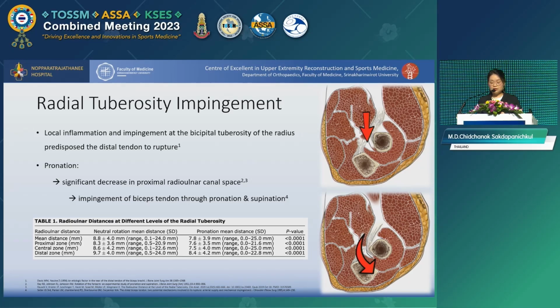During pronation, the rotating radial tuberosity makes the radioulnar canal narrower, and it is believed that hypertrophy of the radial tuberosity can lead to radial tuberosity impingement, and so can become a predisposing factor of distal biceps pathology.